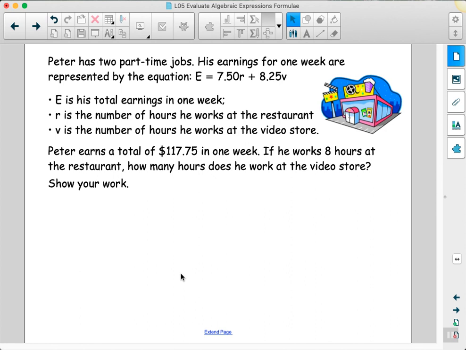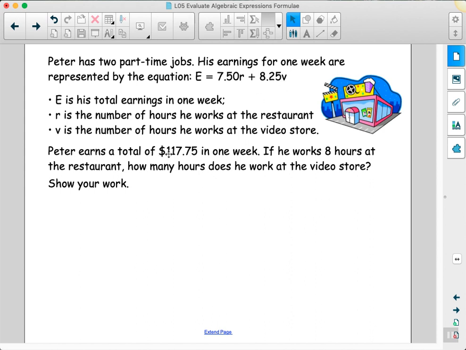So Peter has 2 part-time jobs. His earnings for a week are based on this equation. Actually, maybe I should just wait a few minutes and let you look at this and read through it. All right, so E is his total earnings in 1 week. R is the number of hours he works at the restaurant. V is the number of hours he works at the video store.